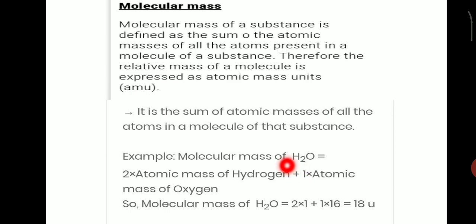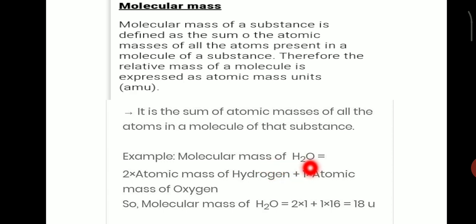First of all we have to calculate the mass of the hydrogen. There are 2 hydrogens, so we will calculate like this: 2 into atomic mass of hydrogen. If it is 3, we will multiply 3 into atomic mass of hydrogen. If it is 4, we will write it as 4 into atomic mass of hydrogen. So we have to find out the individual masses of each element present in this molecule. So how many hydrogen? 2. So we will calculate like this: 2 into atomic mass of hydrogen.